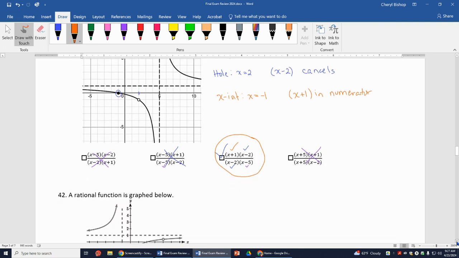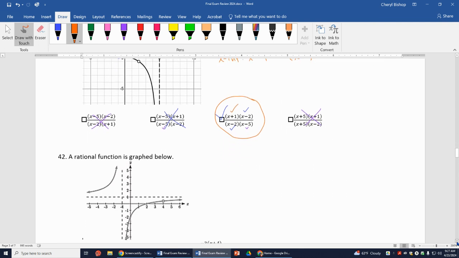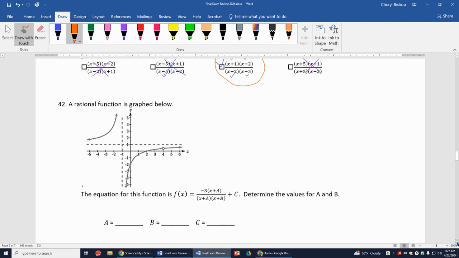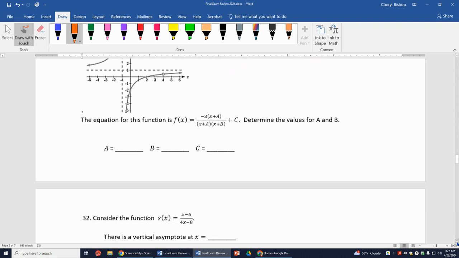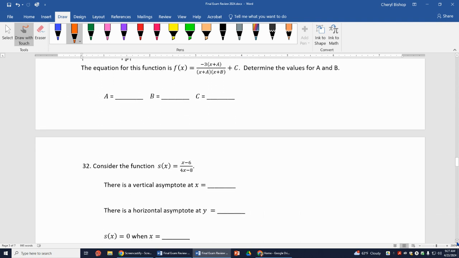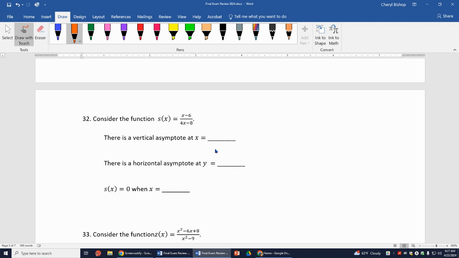All right, let's skip 42. Man, this numbering. And let's go to 32. All right, so considering this function, where do we have a vertical asymptote? Remember, your vertical asymptote is going to happen where you have a 0 in the denominator. So when 4x minus 8 equals 0. So I'm going to add 8 on both sides. 4x equals positive 8. I'm going to divide by 4. When x equals 2, I'm going to have a vertical asymptote.